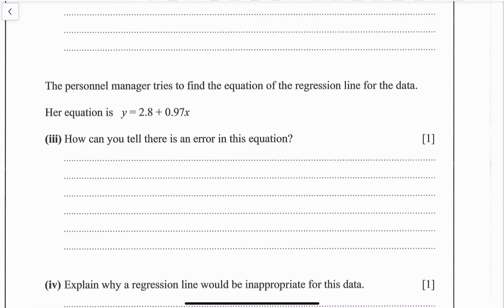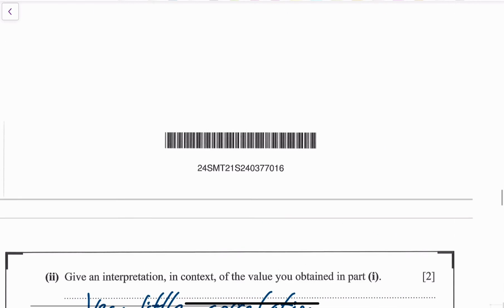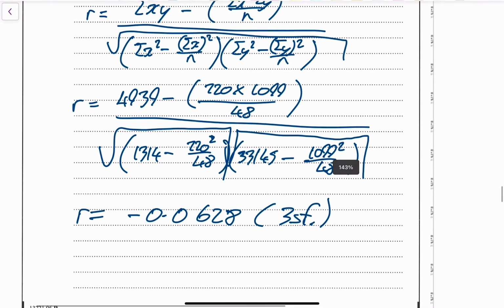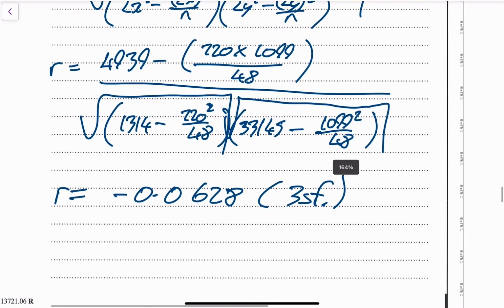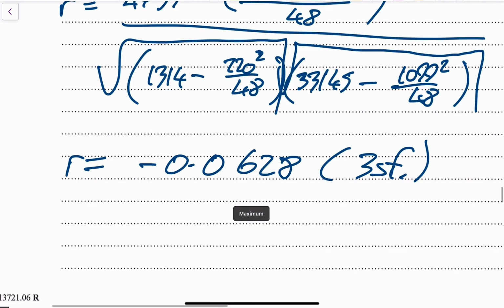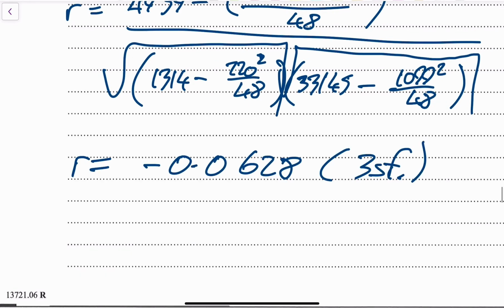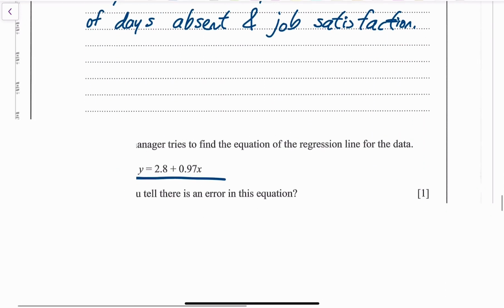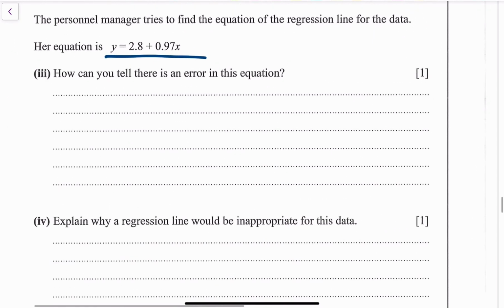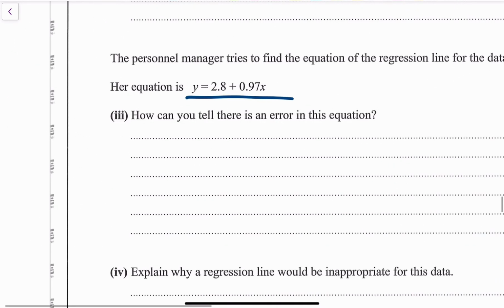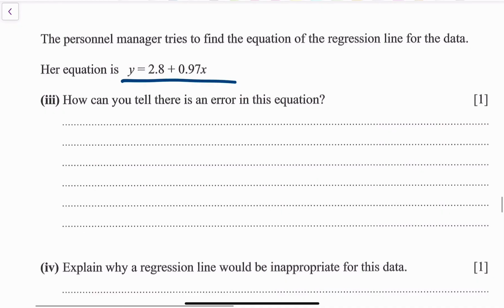Her equation is this. Right, so on this, by the way, I think this is the very last part of the question, there's no correlation. Basically, there's hardly any correlation, so they should never have been doing a regression line. You can't force a relationship where there isn't one. So here, how can you tell there's an error in this equation?